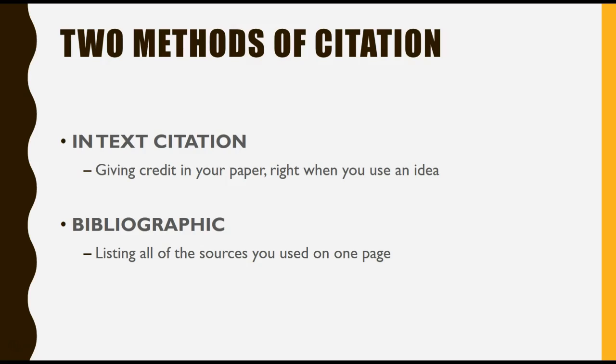Bibliographic citation is when you list all of your resources on one page. You may have done this in English, where it's called a works cited page. In APA, it's just called references. These two methods work together. The in-text citation is a short way of pointing the reader to your references page. Then, on the references page, they can find the details about that source and how to find it.